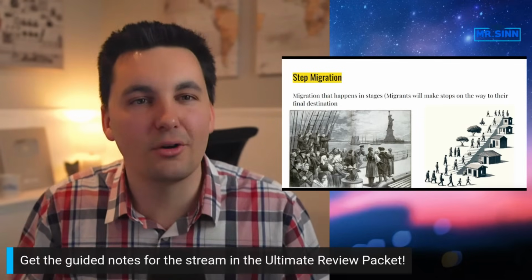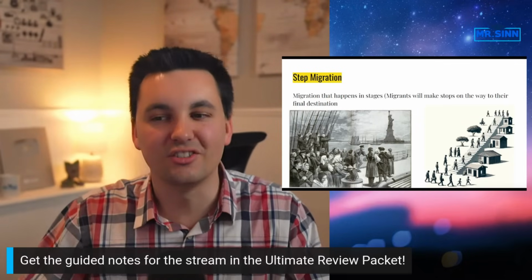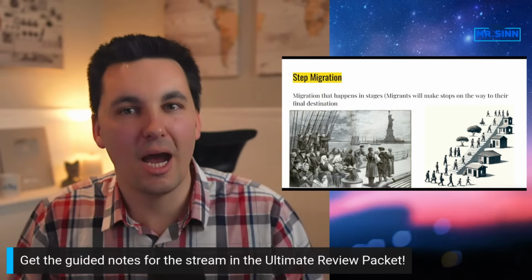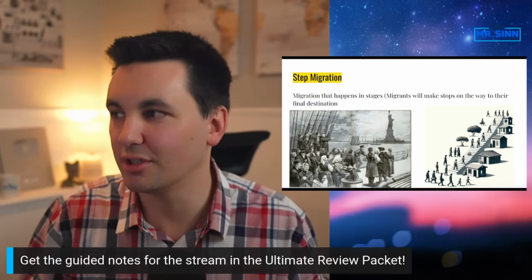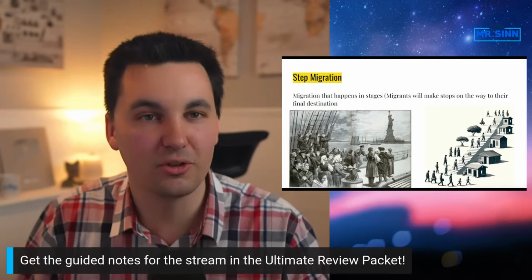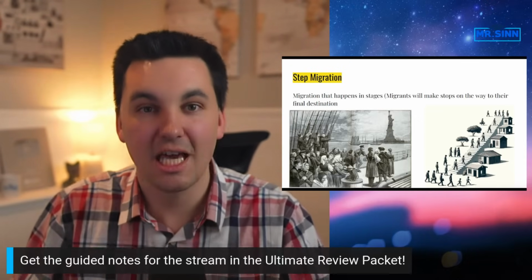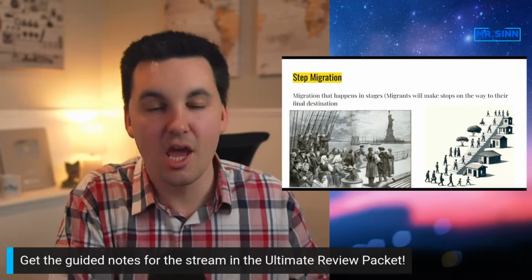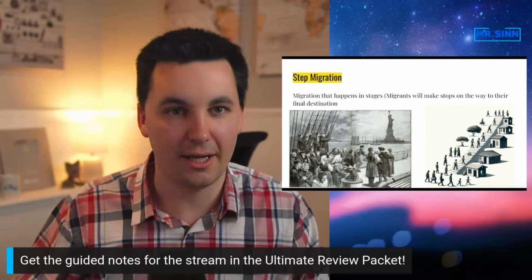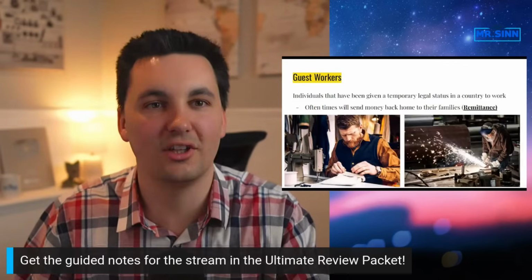All right, step migration is our next one. Migration happens in stages. So here, migrants make stops on their way to their final destination. This is also one of the more common forms of migration that Ravenstein noticed. It's because you go from a small town, move to a city, you save up some more money, eventually you can afford the next stage. So you're going in stages to that final destination.